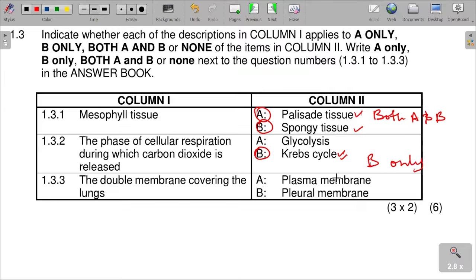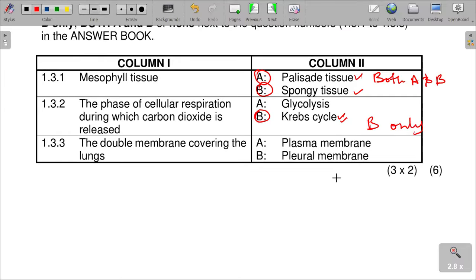Question 3: the double membrane covering the lungs. The double membrane covering the lungs is called the pleural membrane, which is also B only. So let's enjoy the paper. We continue. I'm sure that you are actually seeing the relevancy, and it is really making sense and sticking. Let's go to the next question.